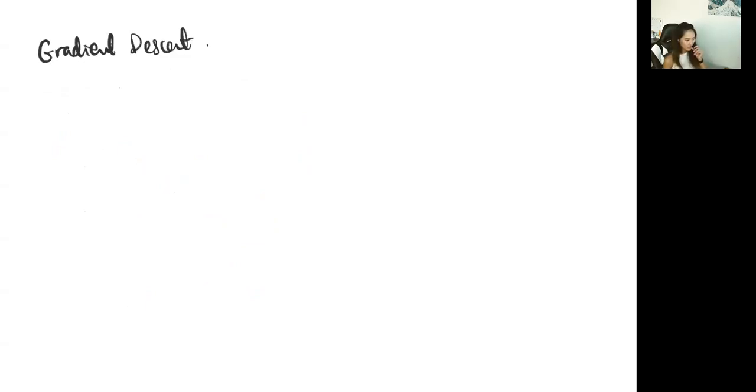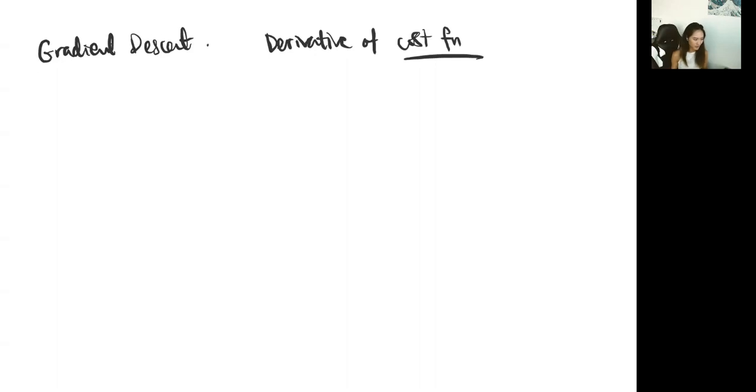Okay, so gradient descent looks at the derivative of a cost function. So every machine learning model has an associated cost function. And it's directly related to how this machine learning model learns.